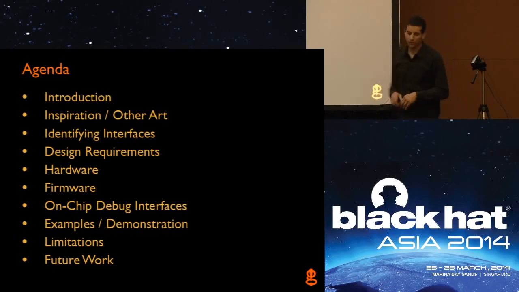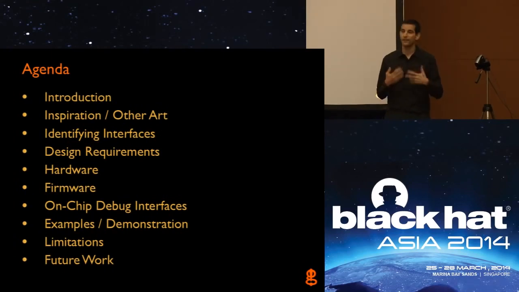So the agenda, we're going to go through kind of an introduction, look at some inspiration for the project, talk about identifying interfaces on a circuit board. So what are interfaces? How can they be located? Why are they even useful? And then once we find those, talk about why manually locating these interfaces is sort of hard and why a tool like JTAGulator is actually useful.